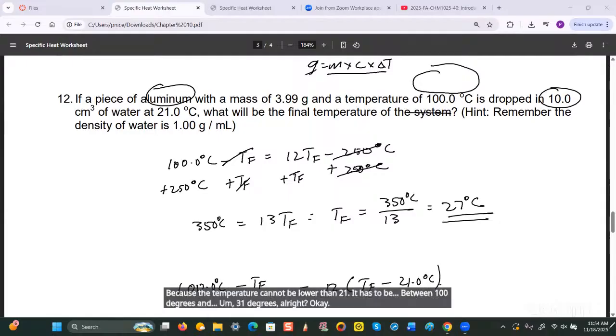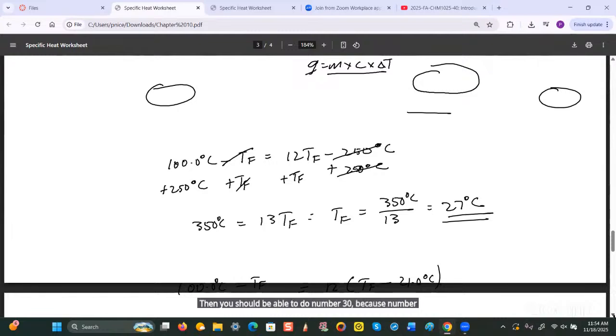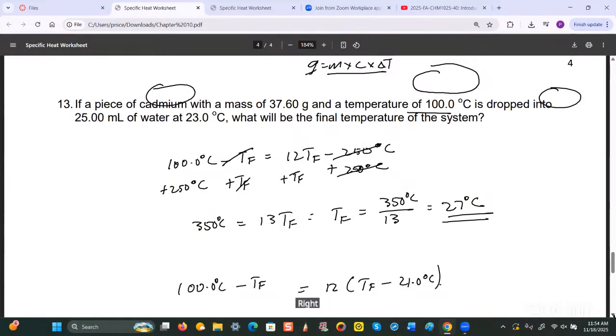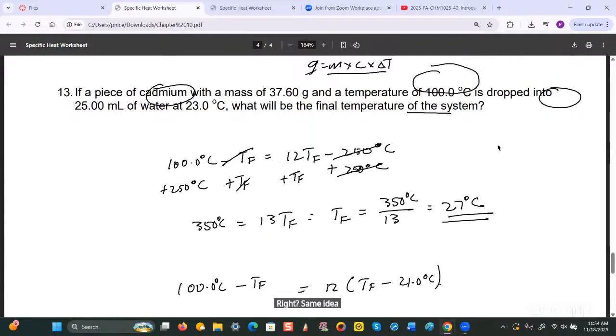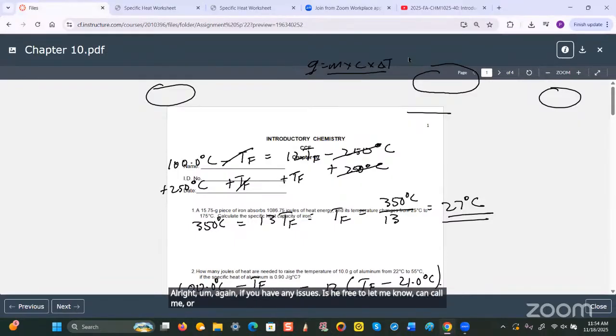Okay, any questions about this one? Any questions? No questions? Now, if you understand what we did in number 12, then you should be able to do number 13, because number 13, I think, is very similar, right? Same idea. So I'm going to leave that for you to do as well, all right? Again, if you have any issues, please feel free to let me know. You can call me, or we can have a Zoom talk.